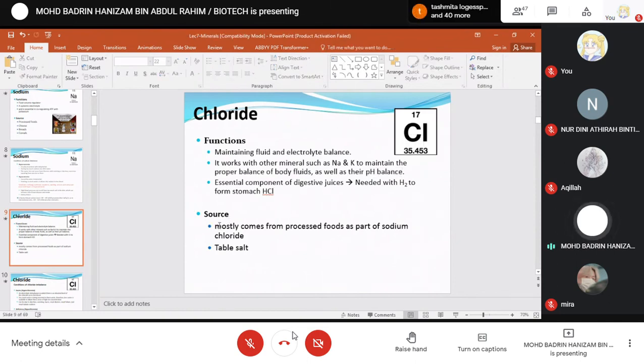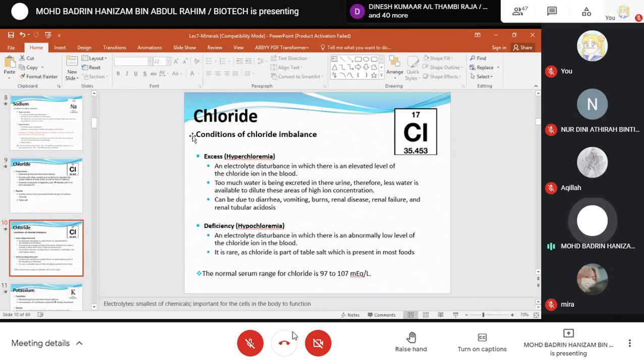It mostly comes from processed food as part of sodium chloride. When you take table salt, it is sodium chloride. Normally you will not have a problem with sodium and chloride, because we take this almost every day in almost every food that we eat.